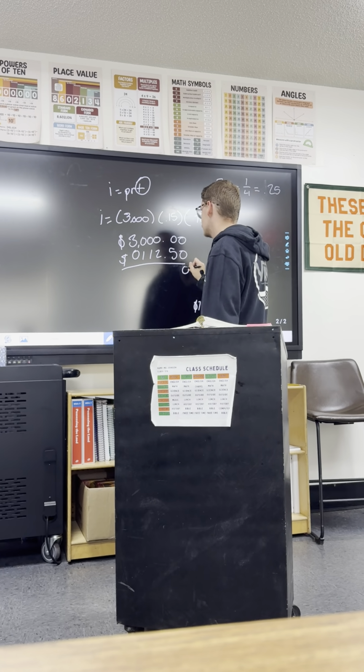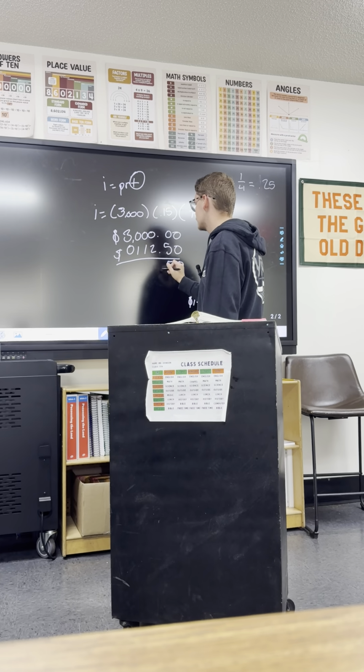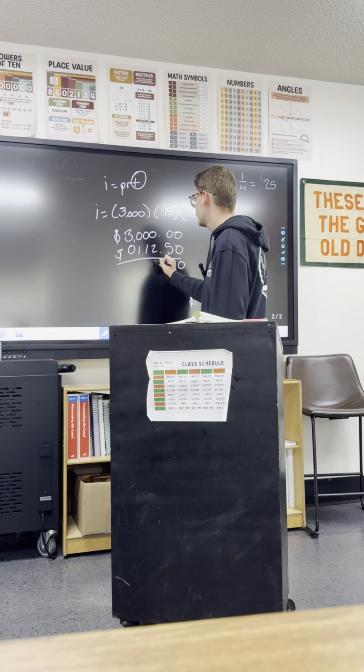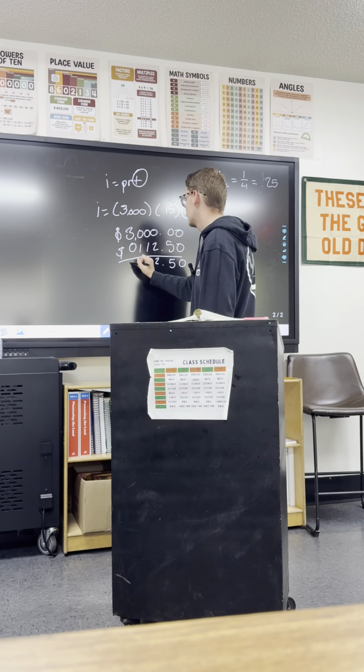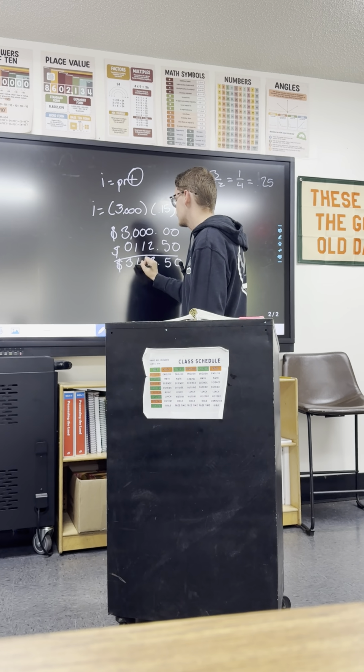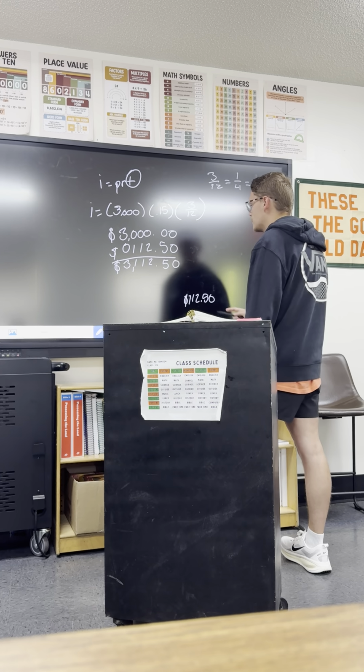Then I just add it all up. 0 plus 0, that's going to be 5. Decimal place stays the same. 2, we have 1, 1, and 3. So my answer is $3,112.50.